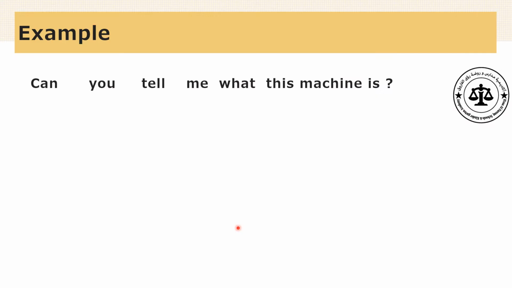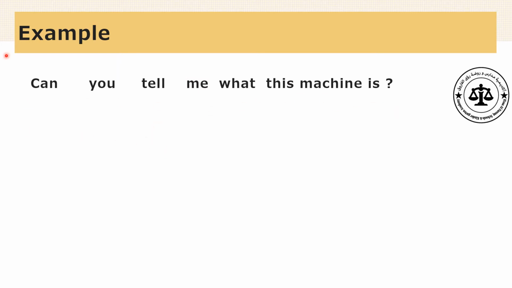Now we want to start our lesson. We want to use the modal verb can to ask about the machine, the use of the machine, the function of the machine, or the levers, and so on. So look at this example. Can you tell me what this machine is? This is one of the examples that we can use to ask about machines.